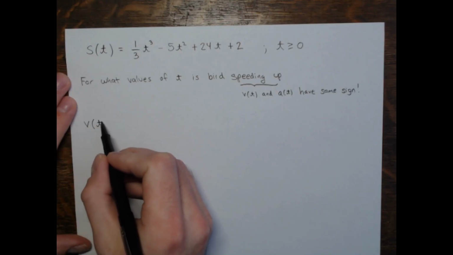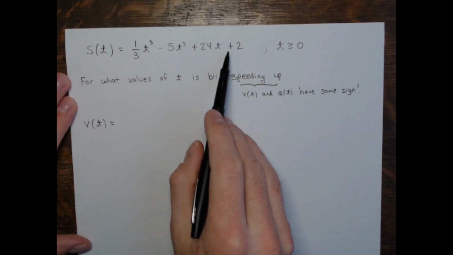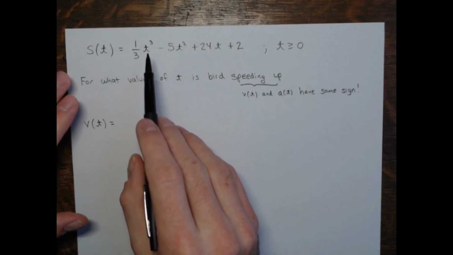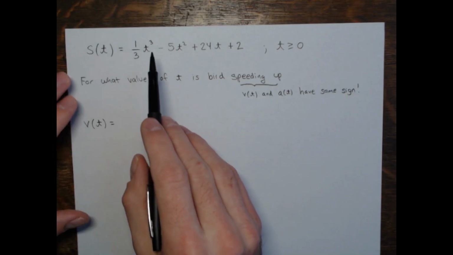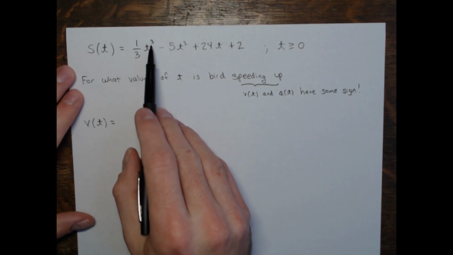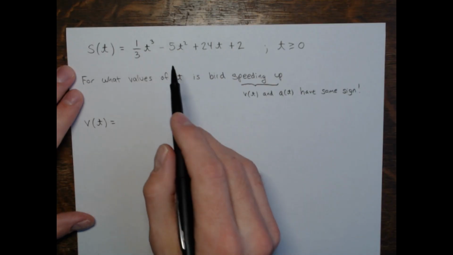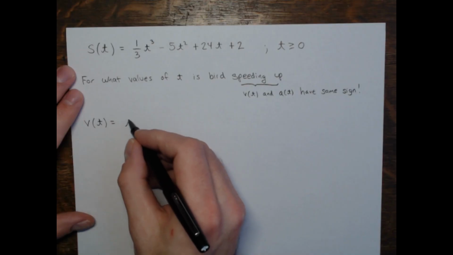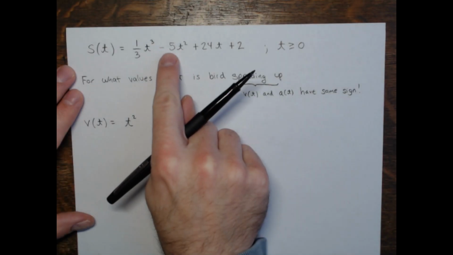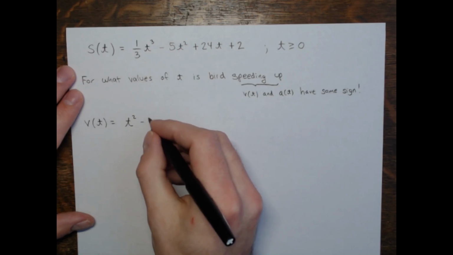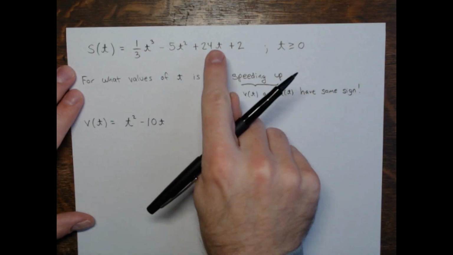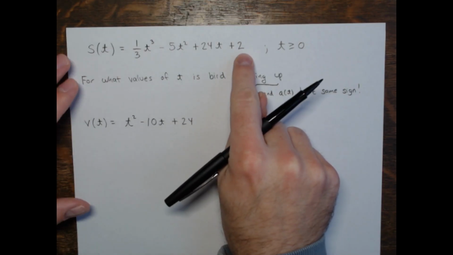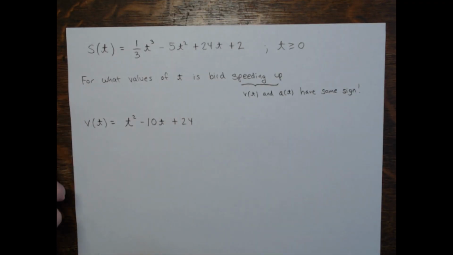So remember, velocity is the derivative of the position function with respect to time. So treat t like you would x, earlier with polynomials and stuff. So I'm just going to do power rule and whatnot term by term here. So first term would be 1/3 times 3t squared. So that's just t squared. Then minus 5 times 2t, so minus 10t. And then plus 24. All right, and then plus 0. So there's my velocity function.